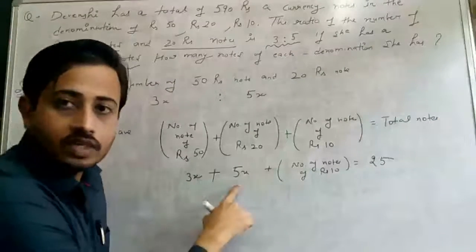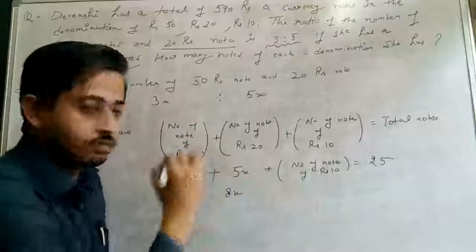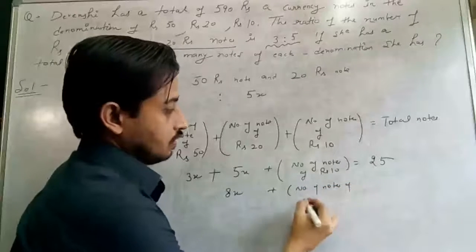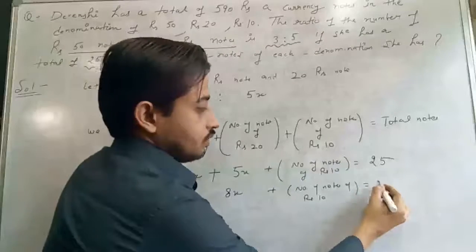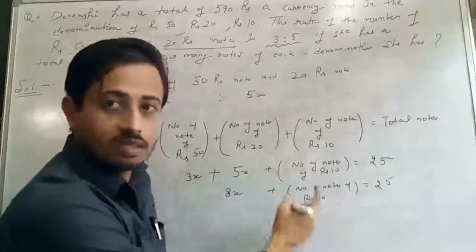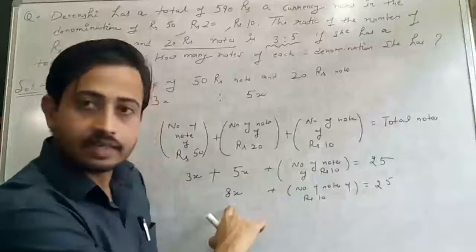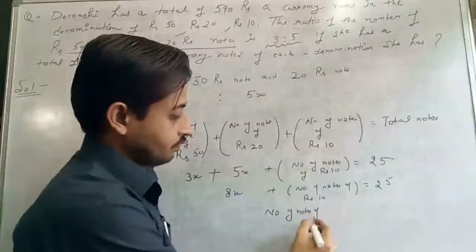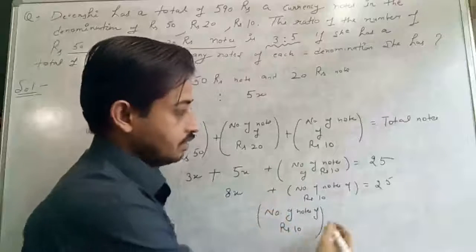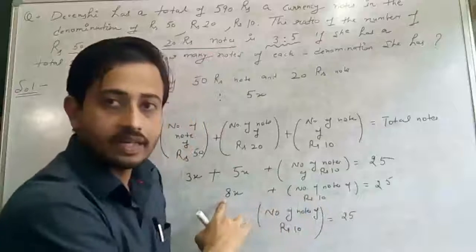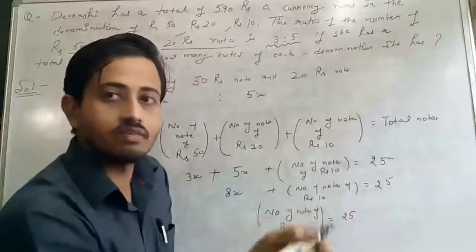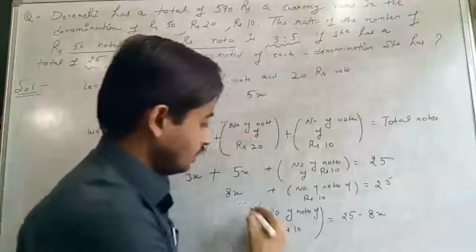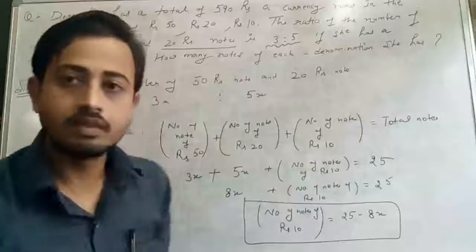So 3x plus 5x, which is equal to 8x. So 8x plus number of notes of rupees 10 is equal to 25. So we have to calculate the number of notes of rupees 10. So take 8x to the right hand side. What we will get? Number of notes of rupees 10 is equal to 25. Here the sign of 8x is positive. If we take it to the right side, then the sign will be changed. The sign will be minus 8x. So this is your number of notes of rupees 10.